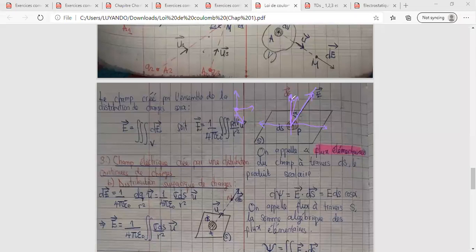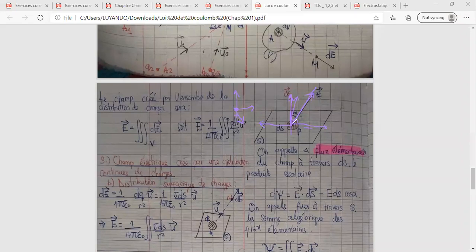So if it's flowing in the direction that I have here, we have 90 degrees from the normal. So you can replace here, because at 90 degrees you have zero. You won't have any flux produced, because E dS cos 90, and cos 90 is equal to zero. So zero times this will be zero.